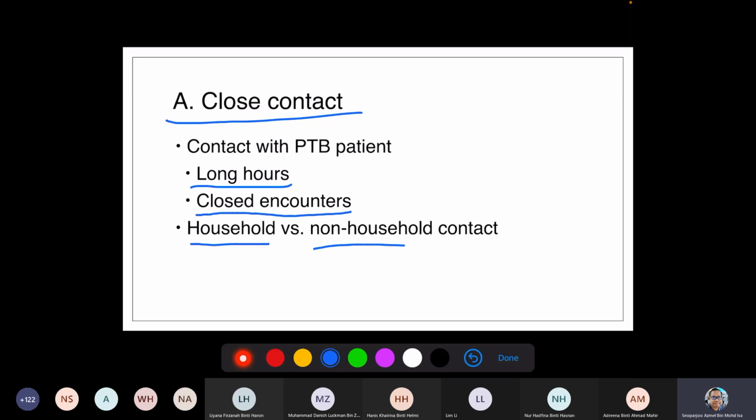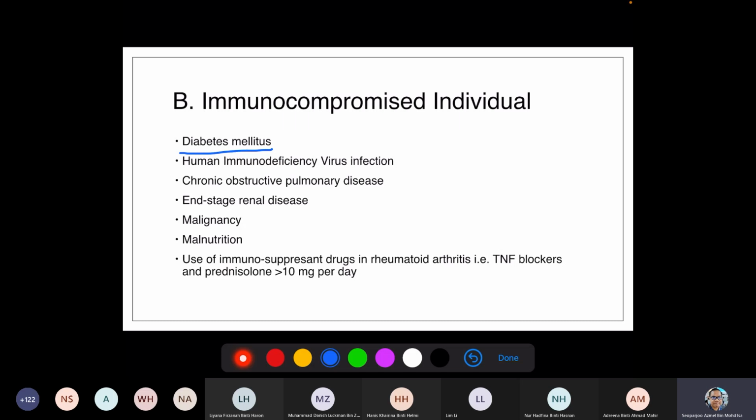So these are the risk factors if the person has close contact with a PTB patient. Next is, as I mentioned previously, immunocompromised individuals, for example in diabetes mellitus, or in the scenario given earlier, HIV patients, or sometimes patients who already have lung pathology, for example chronic obstructive pulmonary disease, patients with end-stage renal failure, malignancy, malnutrition, and also those who use immunosuppressant drugs, for example in an SLE patient. All of these conditions will cause the immune system to become compromised and a bit lower and unable to fight infection effectively, and thus put them at risk of developing pulmonary tuberculosis.